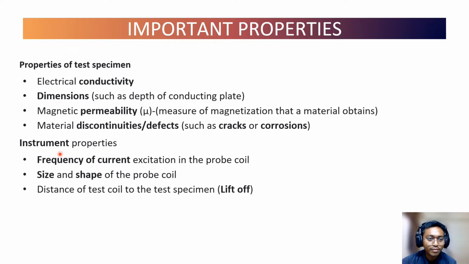For the instrument properties, the frequency of current excitation in the probe coil must be taken into consideration. We must set the probe to the required parameters. The size and shape of the probe can also affect the result. And the distance of the test coil to the test specimen, which we call lift off, can also affect the result.